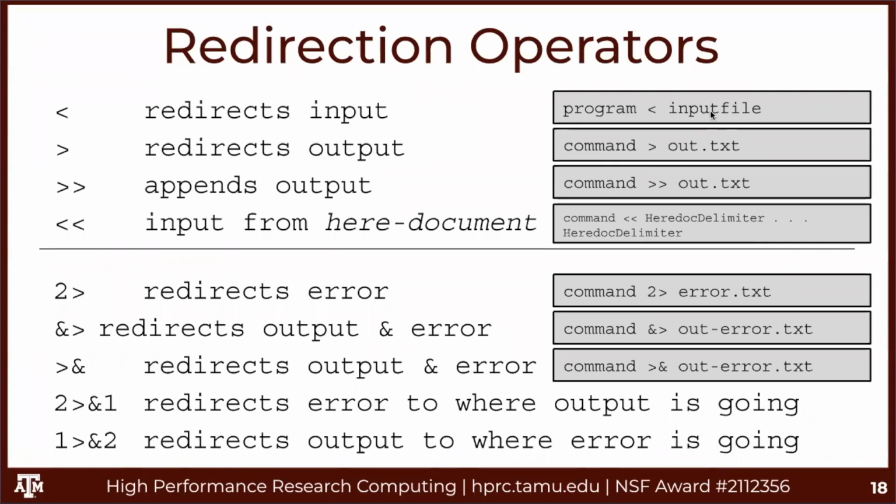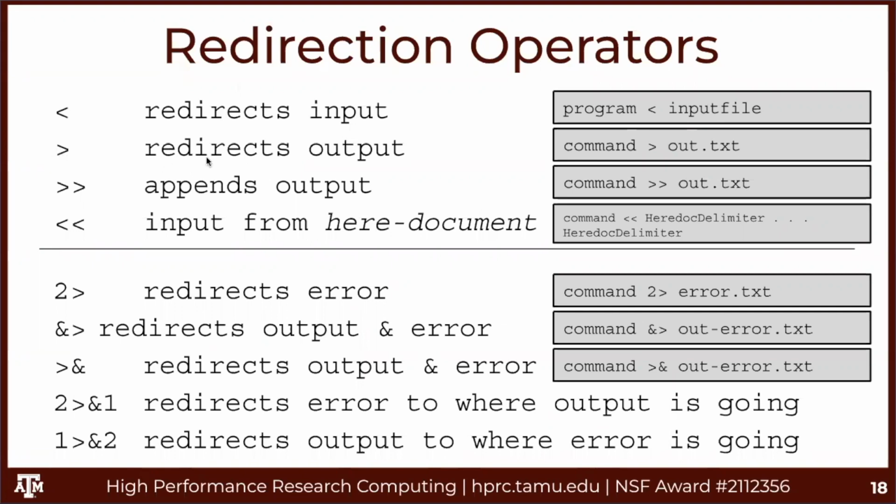Oftentimes, the input is very huge, and you can't type it out on the command line. So it has to be organized in an input file. And this operator helps us take that input while we are trying to run a particular program. So let's say we have a Python script, and the Python script has 20 parameters in it that we want to pass. Instead of writing those 20 parameters on the Linux shell, you can organize them in an input file, and the redirection operator will take that input from the input file.